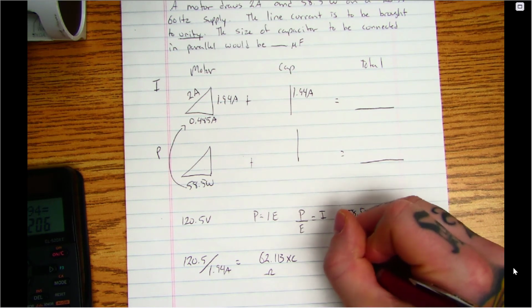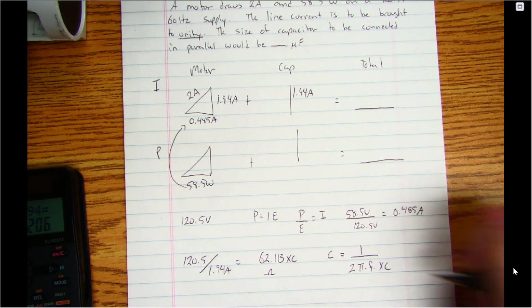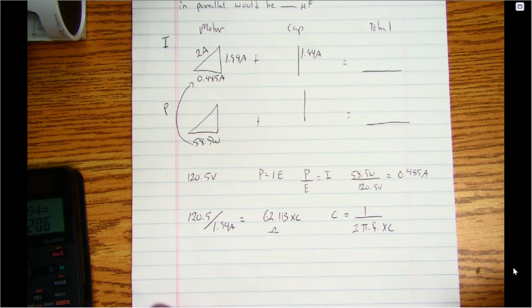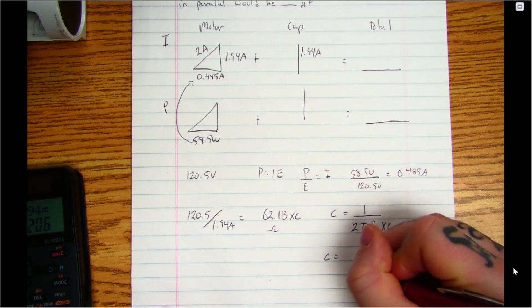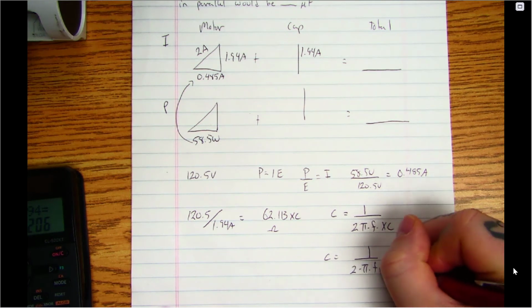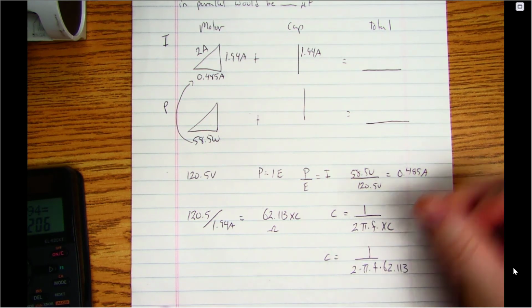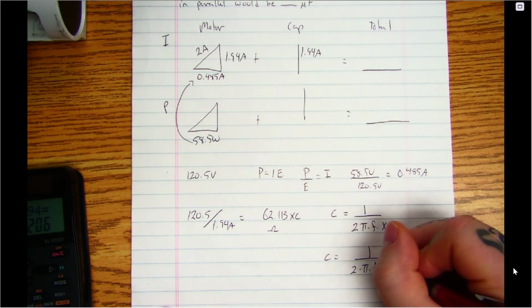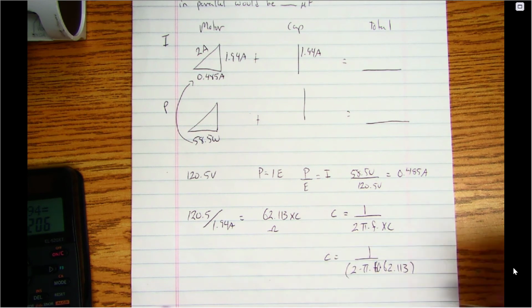Now, if I want to get to the microfarad rating, I have to rearrange the capacitive reactance formula, which becomes C is equal to 1 over 2 pi times frequency times XC. So when I substitute the information in, C is equal to 1 over 2 times pi times frequency times 62.113. This frequency is 60 hertz, so this is going to be 60 there. Make sure to put it in brackets.